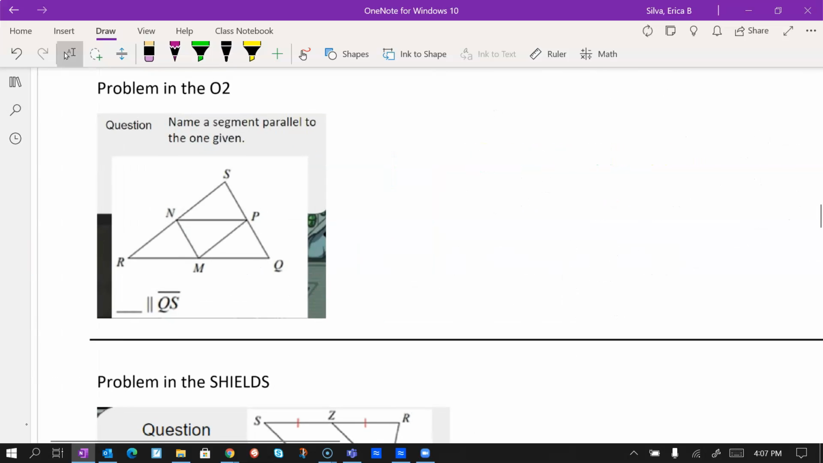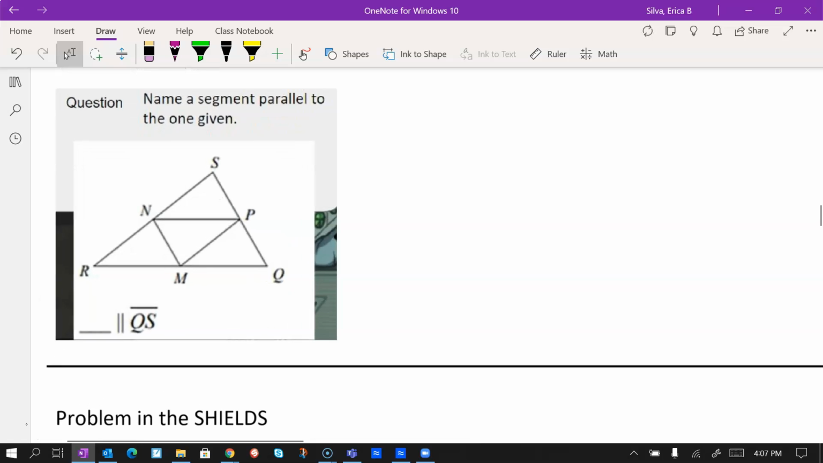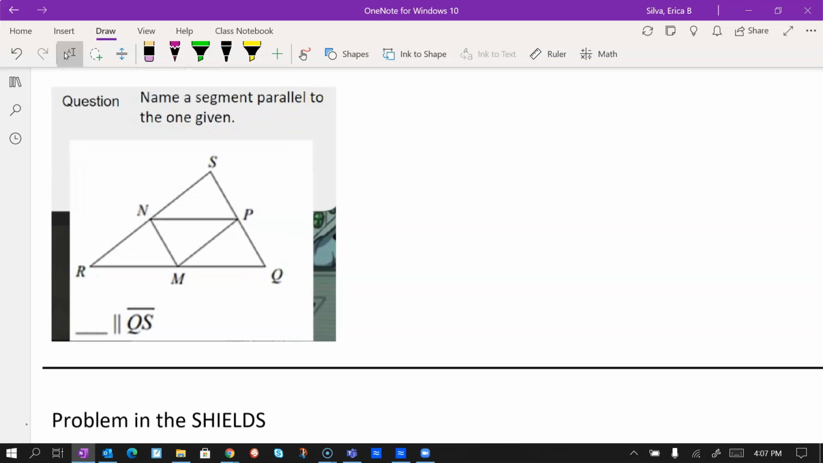So let's look at the problem in O2. It says what segment is parallel to the one given. Remember, the word parallel means that the two lines will never intersect. And it's asking us to find the line parallel to QS. So if we trace QS, the only line parallel to it would be this segment here, which is NM.